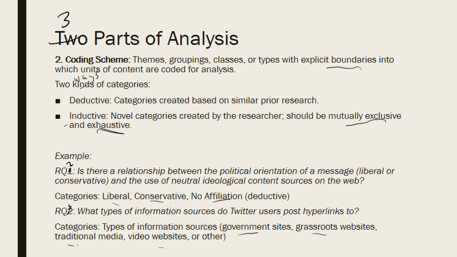So when they start going through tweets, they're first going to figure out, is the tweet liberal, conservative, or no affiliation? That's the first category. And then within that tweet, does the information that it posts link to a government site, grassroots site, traditional media, video website, or other? Okay? So they're classifying according to the categories, or the coding scheme, that they've set forth.